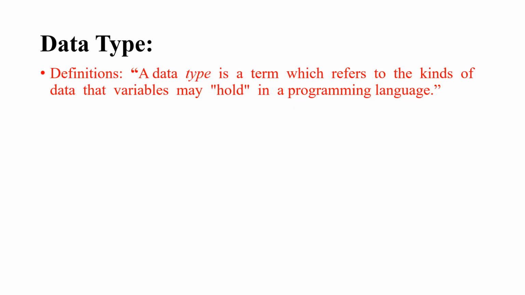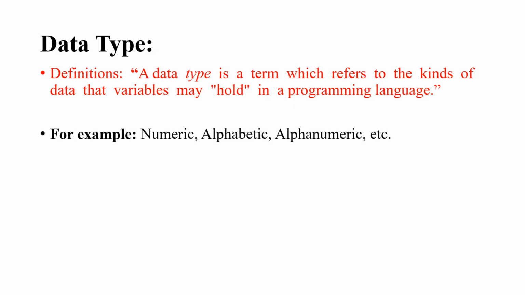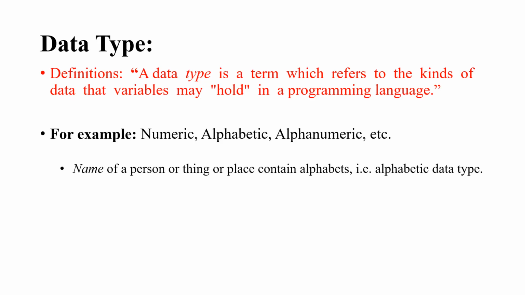For example, numeric, alphabetic and alphanumeric values. In programming language, we have integer, float, double, character, string. These are data types. The name of a person, thing or place contains alphabets. That is alphabetic data type. So these values are stored in a character or string data type.